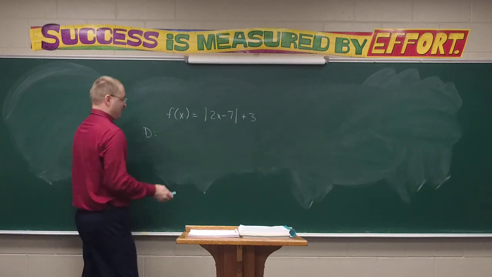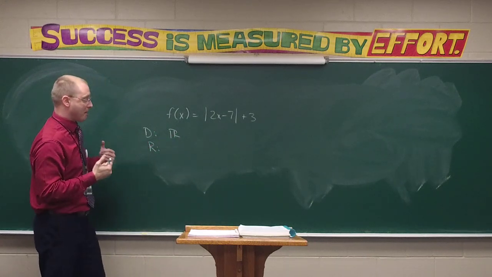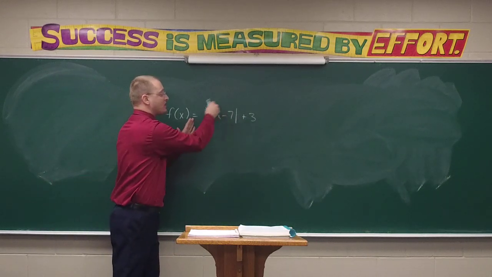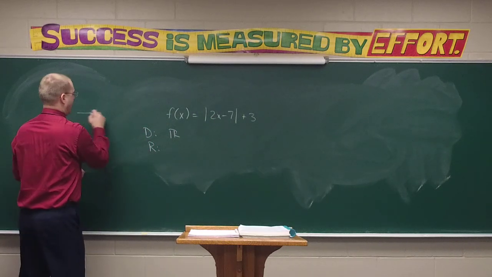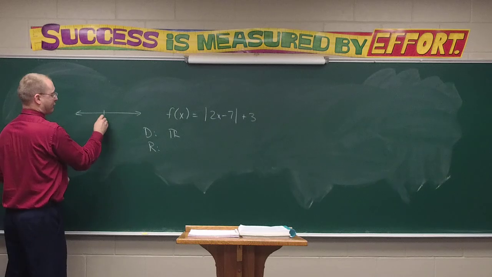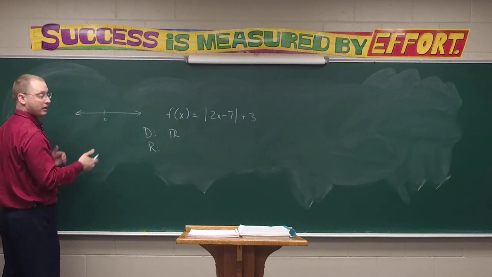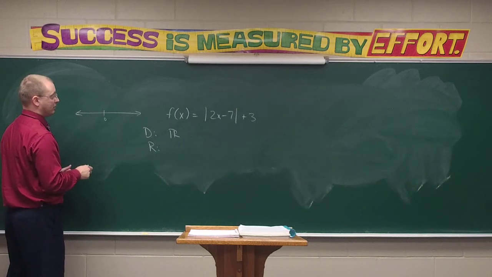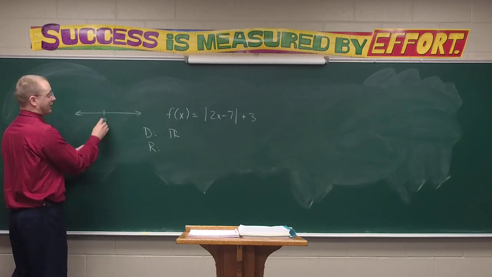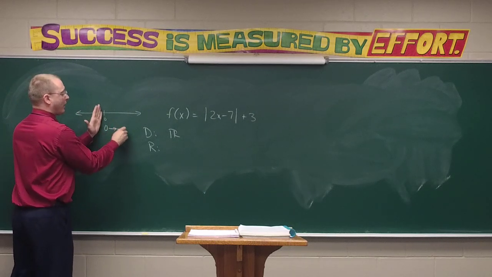All real numbers. I plug in anything I want. But the range, what I get out, remember, we said the absolute value only spits out positives. Now, on a number line, how would I describe positive numbers? The positive numbers are where? Starting at the, well, technically, 0.00001 right here, right? So for all practical purposes, 0 up to infinity.